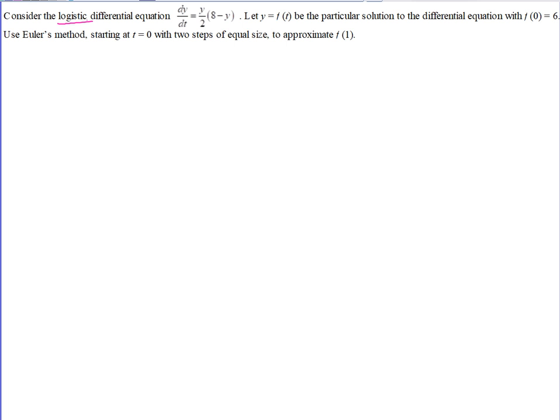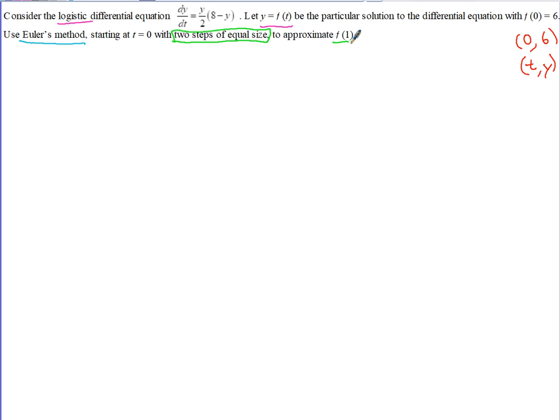And it says let y equal f of t. So we've got t here instead of x. The particular solution to the differential equation with f of 0 is 0.6. So oftentimes this is referred to as the initial condition. Here they just give it to you. But notice in this problem there's no x. Instead we've got t. dy dt, you can see is a function of t and y instead of x. And then it says to use Euler's method, starting at t equals 0 with 2 steps of equal size to approximate f of 1.